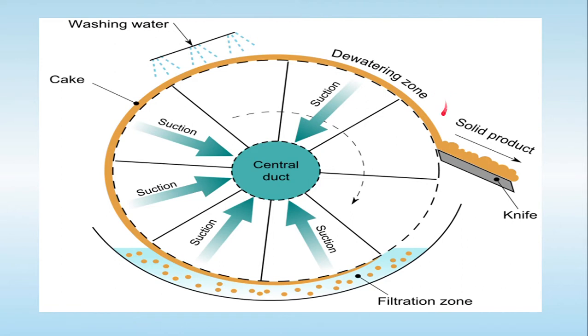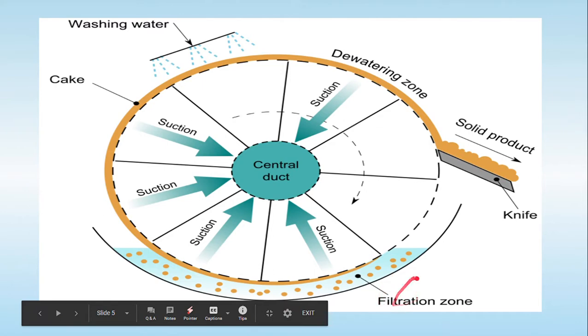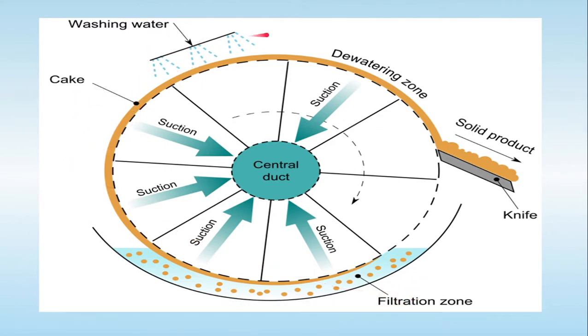And then we are going to get the dried cake, in the form of a solid, which is going to be removed by the cake removal zone, where a knife or a sharp object will be there. So basically it is divided into 5 zones. The first one is called the filtration zone, into which the filter cake comes out. Then the cake formation zone, cake washing area, dewatering zone, and the cake removal zone. So I can divide this entire rotary drum into these 5 different sections.